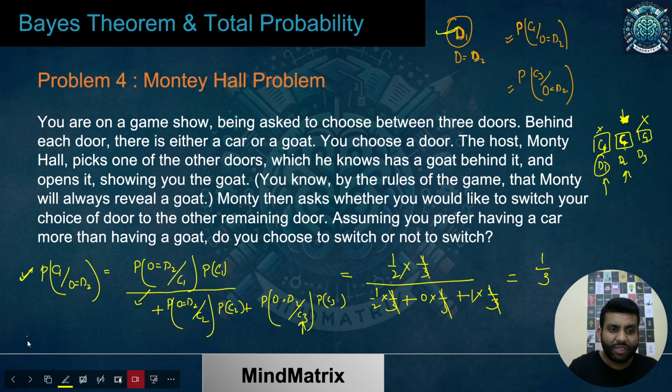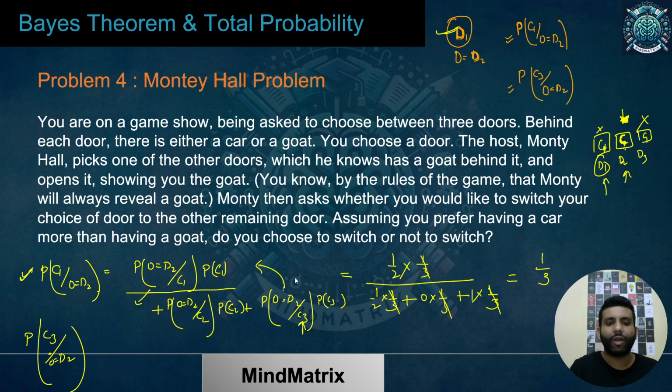Now if you do the same thing, because he has opened the D2 door, you won't definitely be choosing the D2 door in that case. So you'll be talking about the third door. The probability of getting a car behind the third door if the D2 door was opened in this complete scenario. So what will that be? The denominator will be the same, but this value will be coming in the numerator. And what was this value? 1 into 1 by 3.